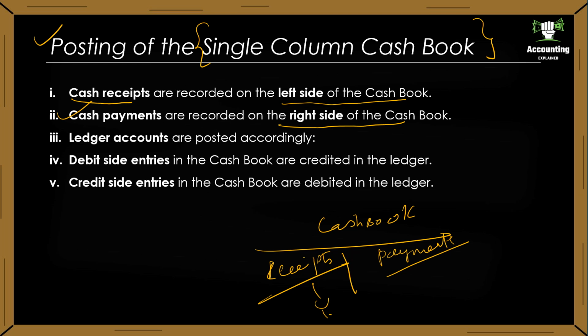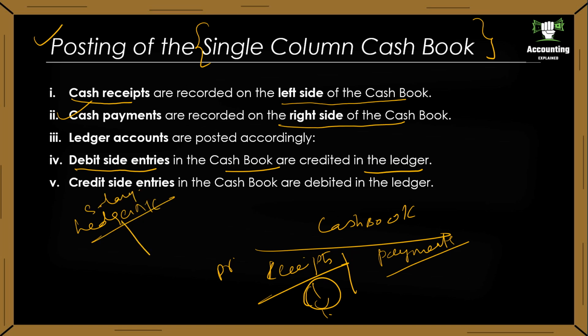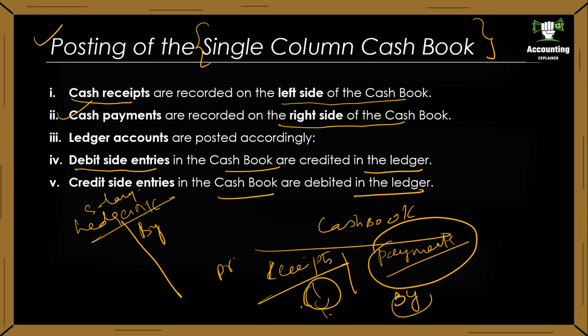Ledger accounts will be posted in the following way. Debit side entries of the cash book are credited to the ledger account. So this debit side entry will be posted to, suppose this is your ledger account, salary account or any account. If it is on the debit side, it will be posted to the credit side. It will be written as "By". Similarly, the credit side entry in the cash book will be debited in the ledger. It will be taken to the debit side, and it will start with "To". That's all.